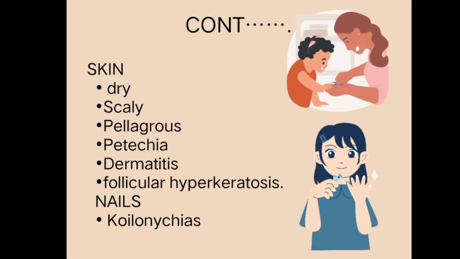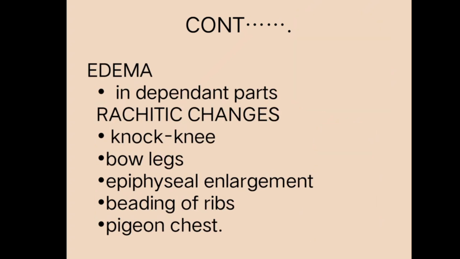If it is skin, we have to check for dryness, scaliness, pellagra. In nails, we look for koilonychia, which means the nails will be spoon shaped. Normally we have a curved shape, but in koilonychia we have spoon shaped nails. That is one of the symptoms mainly caused by various disease conditions. Next, edema: we see it all over the body, whether it is pitting edema or non-pitting edema. Then muscular changes like knock knee, bow legs, epiphyseal enlargement, beading of ribs, pigeon chest.